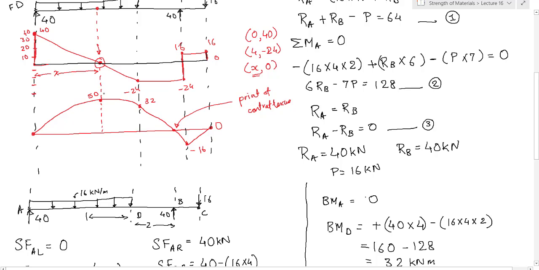So this was something new that we saw over here. What is the new thing that we saw? The new thing that we saw was how to find out the maximum bending moment. Where is the maximum bending moment? The maximum bending moment is always at the point where the shear force is equal to 0. So here the shear force is equal to 0, so we get the maximum bending moment.